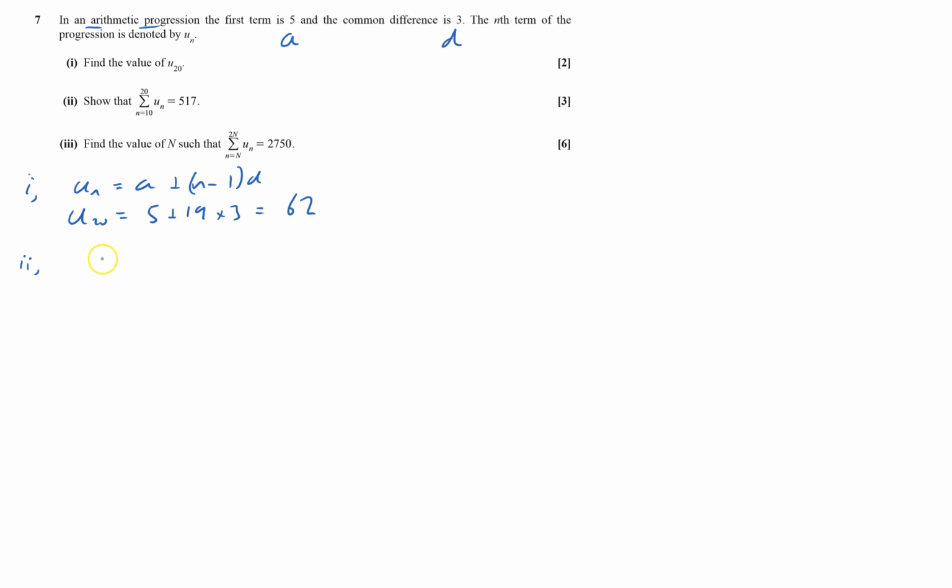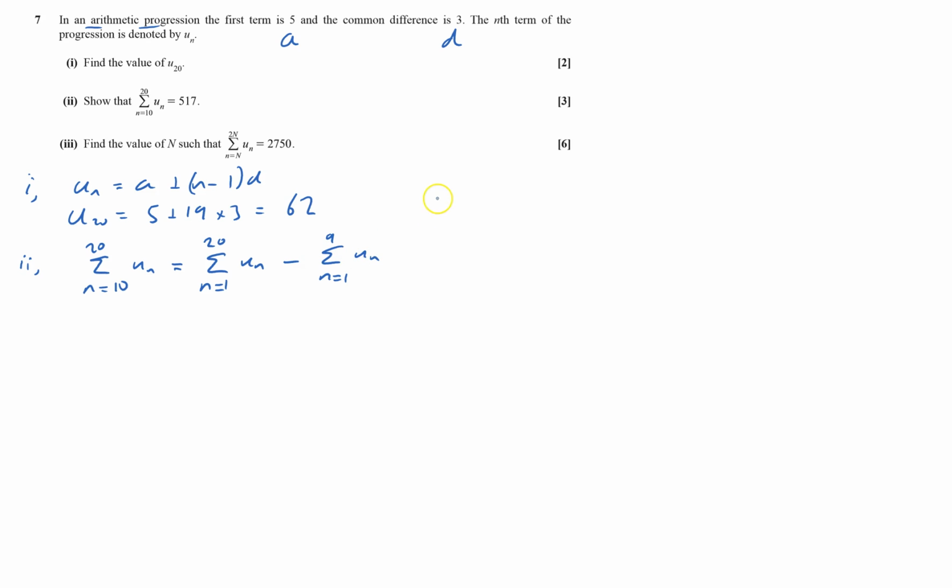Part 2, I've got to find the value of the sum from n equals 10 to 20 of u_n. Well, my formula only works from 1, so I'm going to have to go from n equals 1 all the way up to 20, and then take away the ones I don't want, and that is from n equals 1 up to, well, it's not up to 10, it's up to 9.